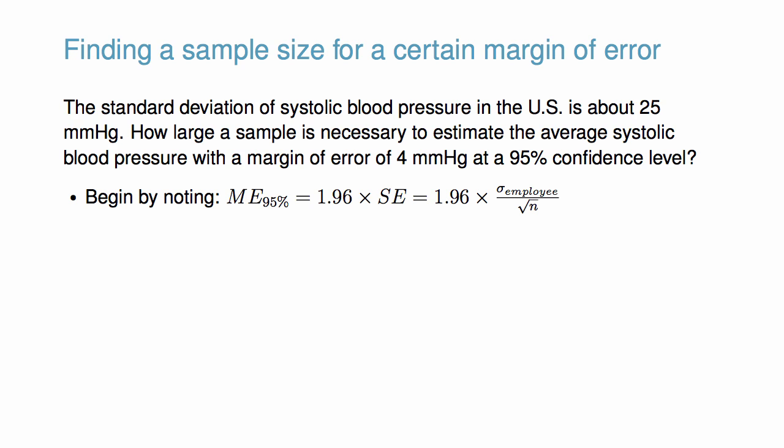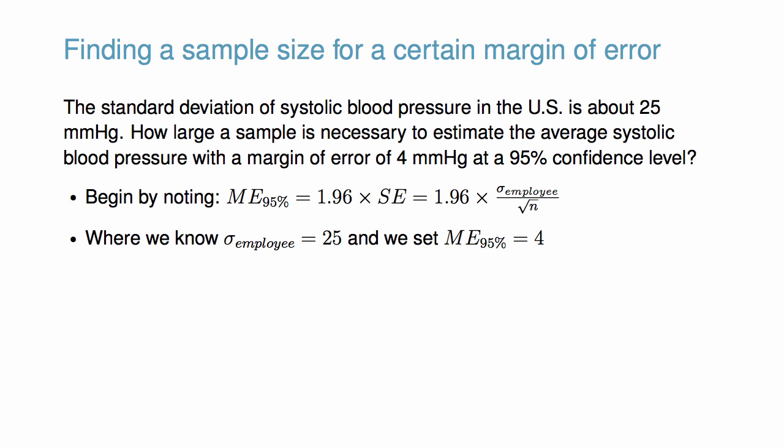We begin by noting the margin of error at the 95% confidence level is 1.96 times the standard error, which is the population standard deviation divided by the square root of the sample size in this case. But we know some of the values from the problem statement. In particular, the population standard deviation is 25 and we set the desired margin of error equal to 4. Now we can solve the inequality. We want the actual margin of error in practice to be no larger than 4.